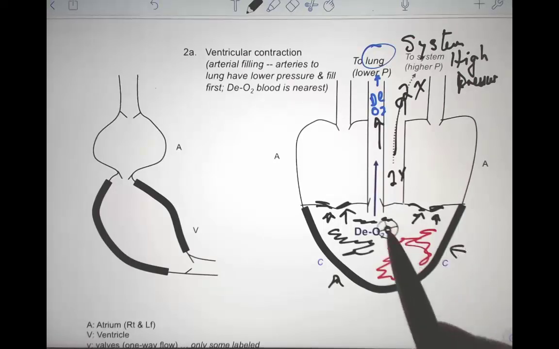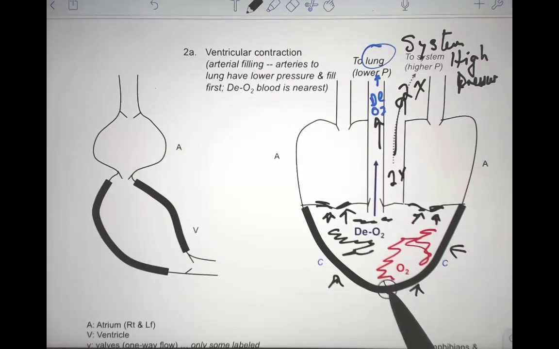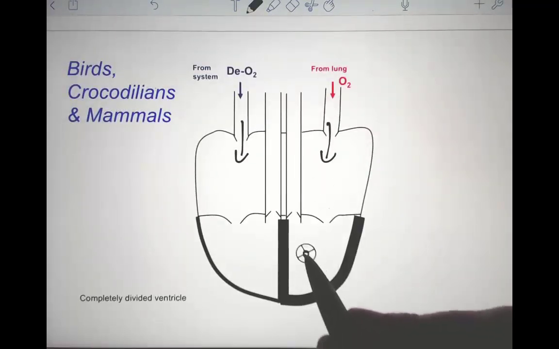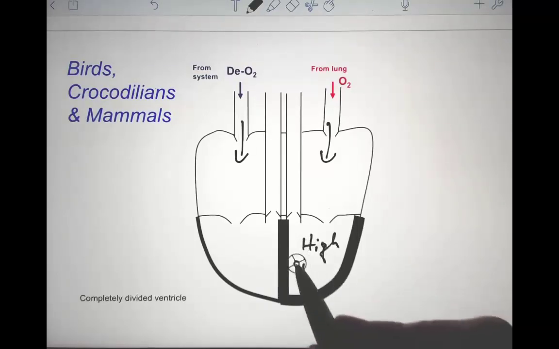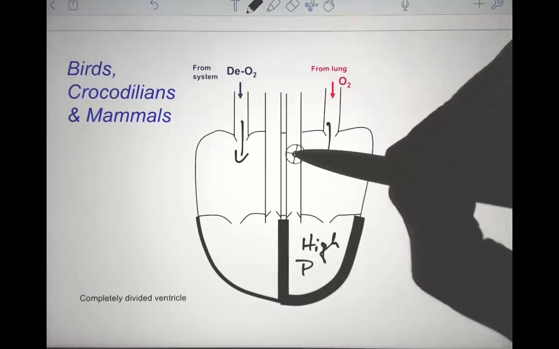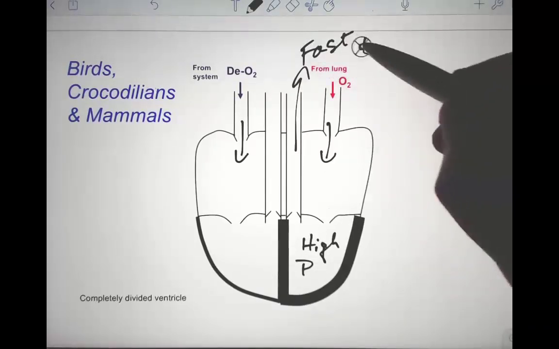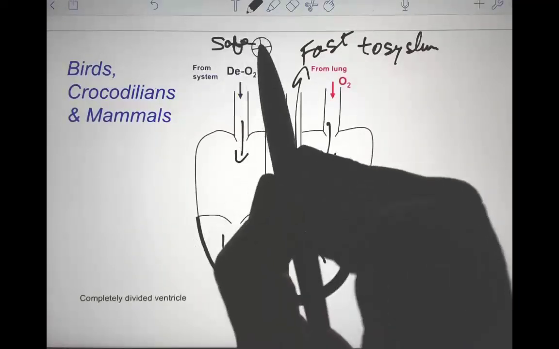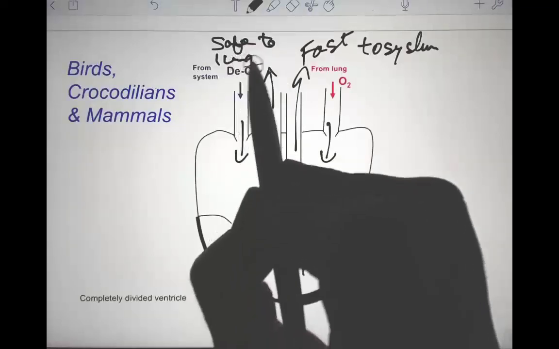If you're an amphibian or a reptile, an undivided heart means you can more efficiently move your blood when you're not breathing, but you can't have the high pressures for really fast blood through the whole system. In contrast, if you're a bird or a mammal, you can have higher pressures in your ventricle to move blood fast to the system and low pressure to safely move blood to the lungs.